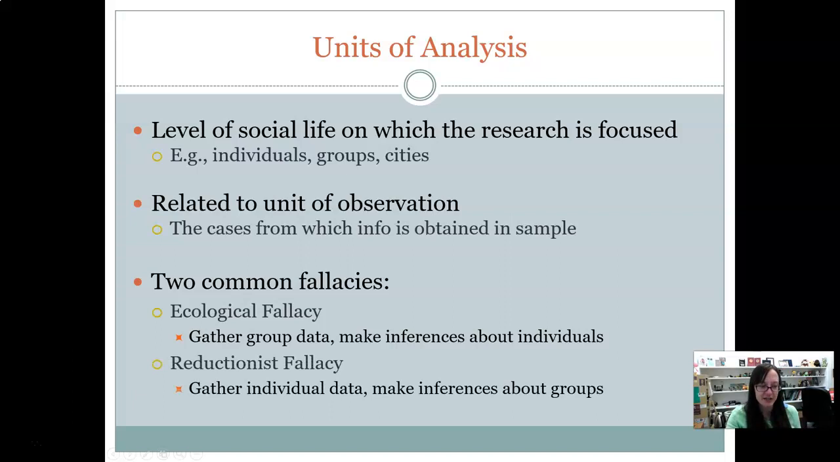And then there's the reductionist fallacy. This is where you gather individual-level data and then make inferences about the group. This is at the core of a lot of sexism, racism, and overgeneralizations. For example, a woman crashes a car or makes a driving mistake and a man sees it and thinks, oh, women are all terrible drivers. No, that's a reductionist fallacy.